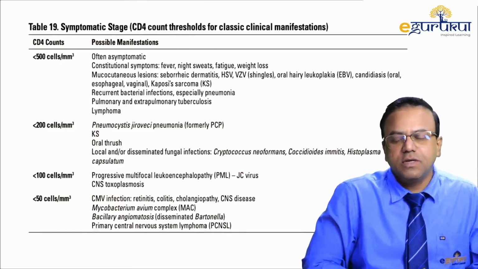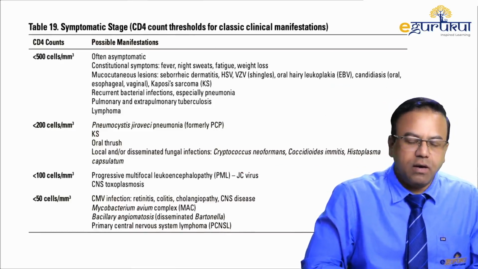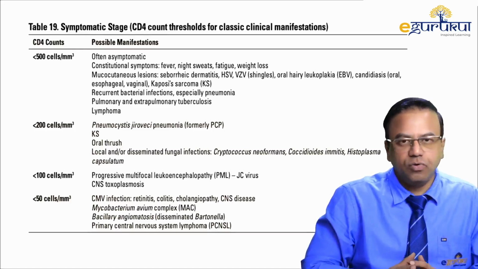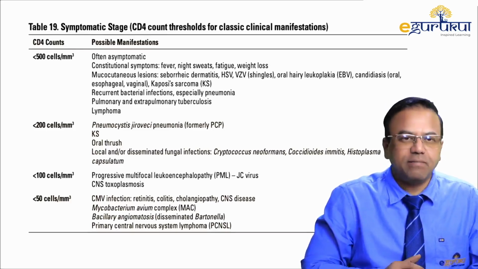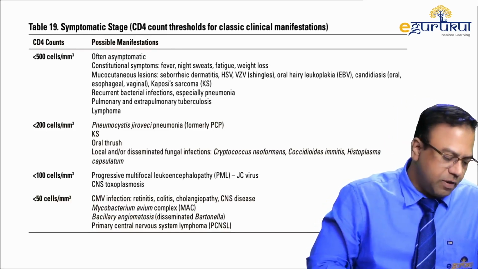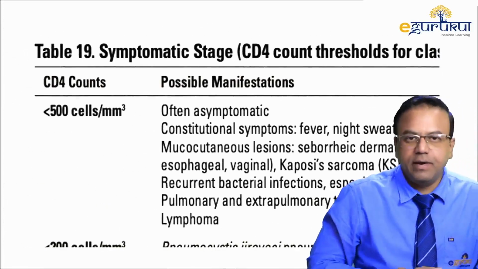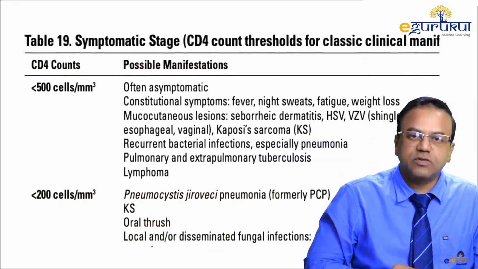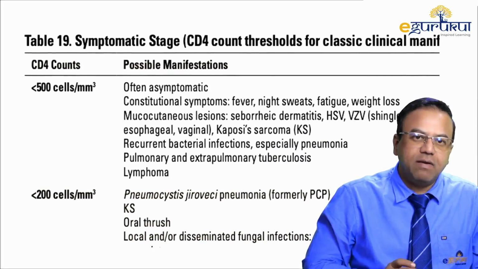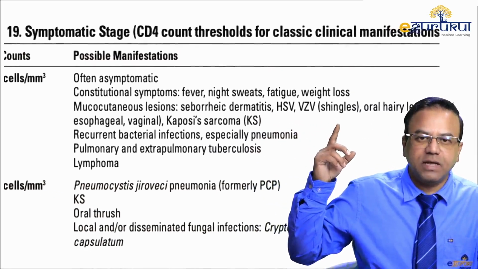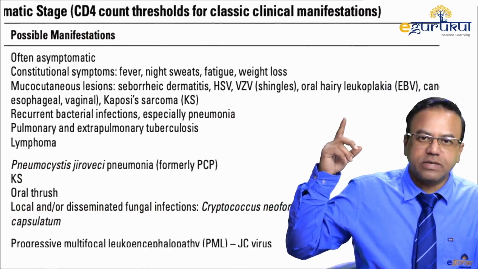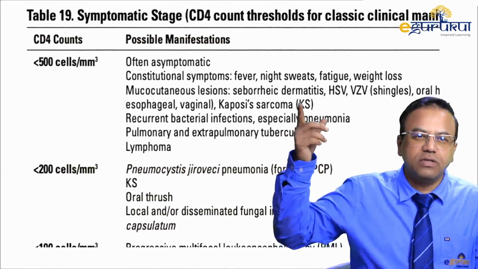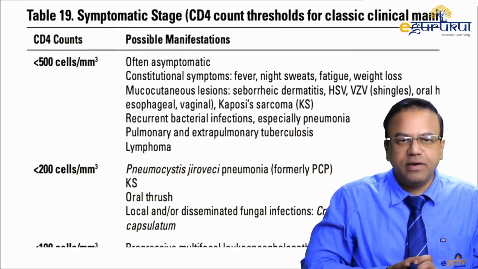As I was explaining to you, the CD4 counts give us a clear way of showing how the patient's clinical manifestations can be. As you know, the lower the CD4 count, the more the symptomatic manifestations of chronic HIV will start becoming obvious. So if you look at the CD4 count, less than 500, initially the patient might be asymptomatic. Constitutional symptoms might start. This includes fever, night sweats, fatigue, weight loss can occur. The patients can develop mucocutaneous lesions like seborrheic dermatitis, herpes simplex, varicella, that is shingles can occur, oral hairy leukoplakia, candidiasis, recurrent bacterial infections, pneumonia. So all these things can occur in the stage 1, that is between 500 to 200.